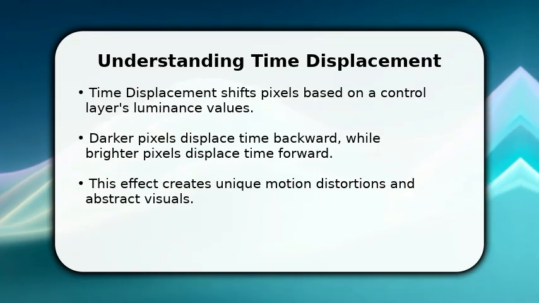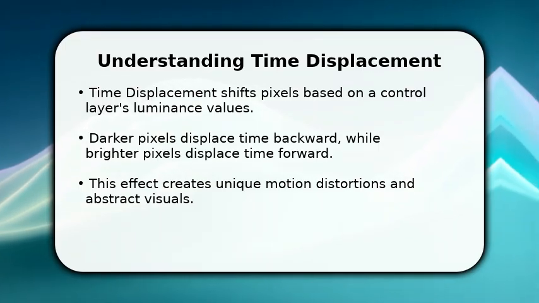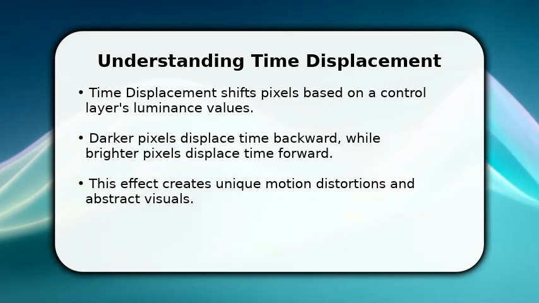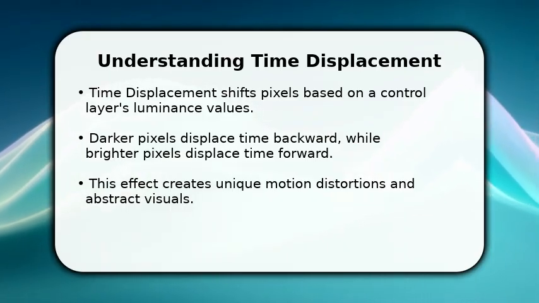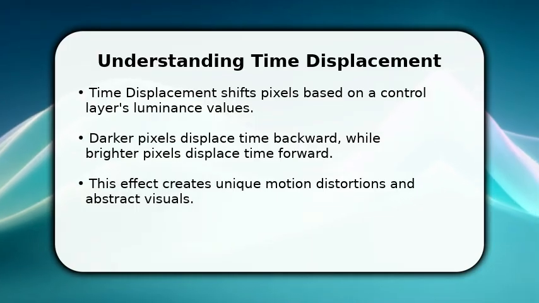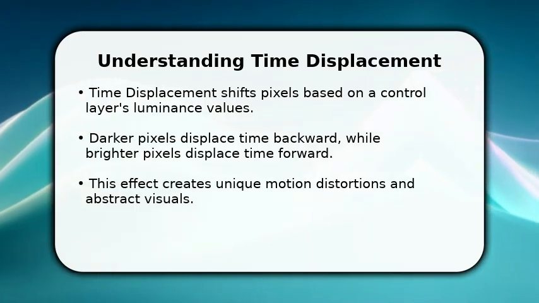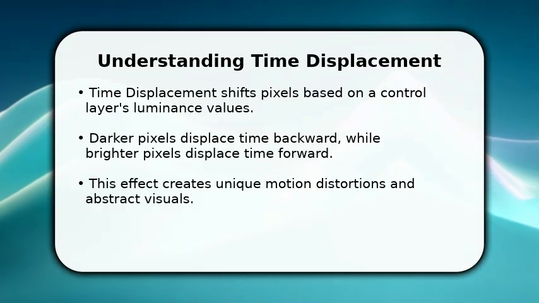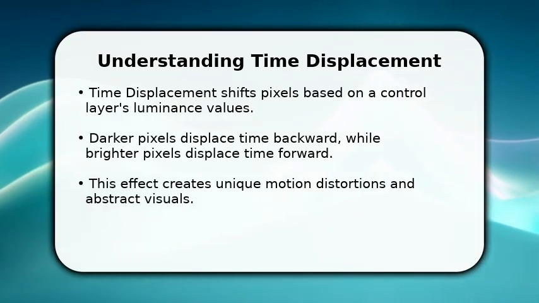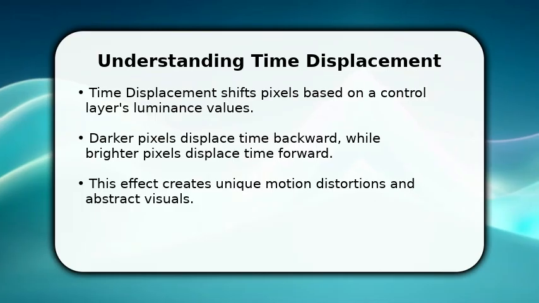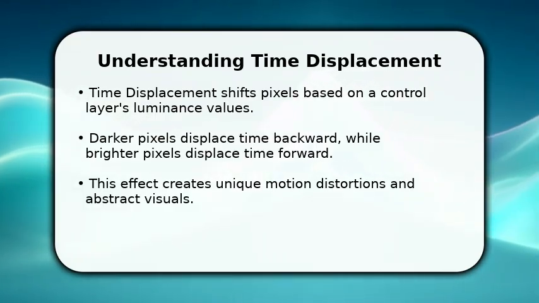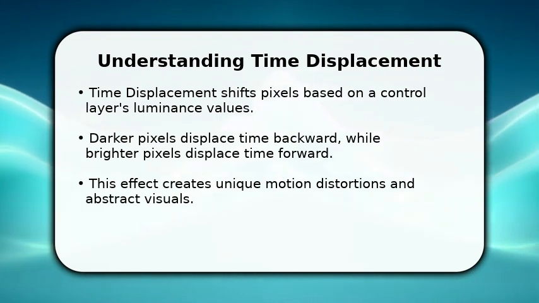Time displacement is a powerful effect that shifts pixels in your footage based on the luminance values of a control layer. Essentially, darker areas of your control layer push pixels backward in time, while brighter areas pull them forward. This creates fascinating motion distortions and can lead to truly unique, abstract visual effects. It's a fantastic way to add dynamic movement to static images or enhance existing video.